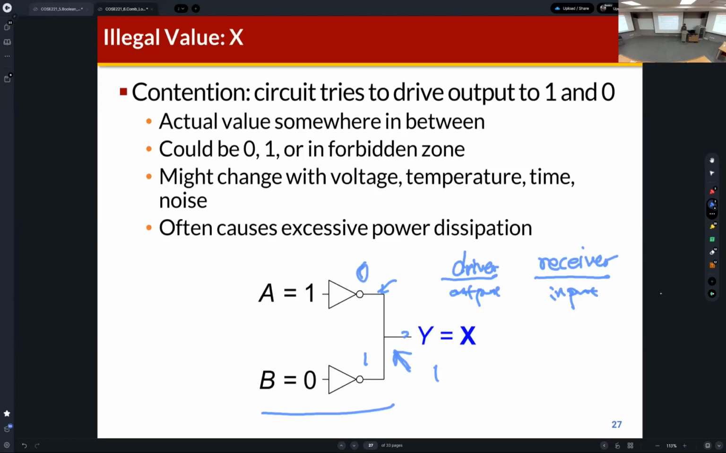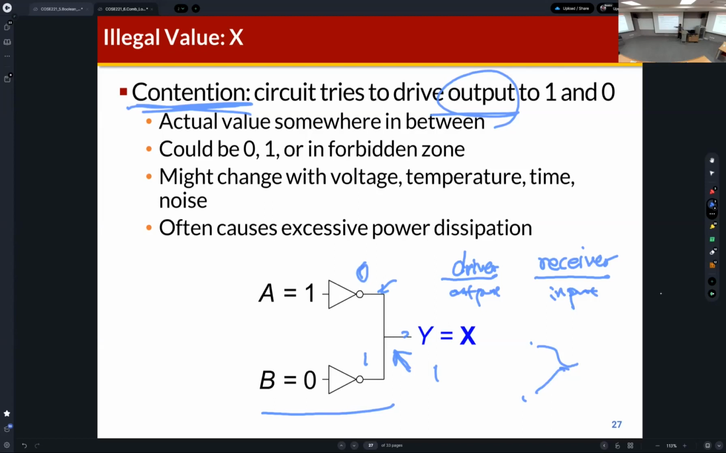And this is called contention. Contention means the circuit tries to drive the output to 1 and 0, which means that we don't know the exact output value. Okay? Because the output wire is driven by two drivers.